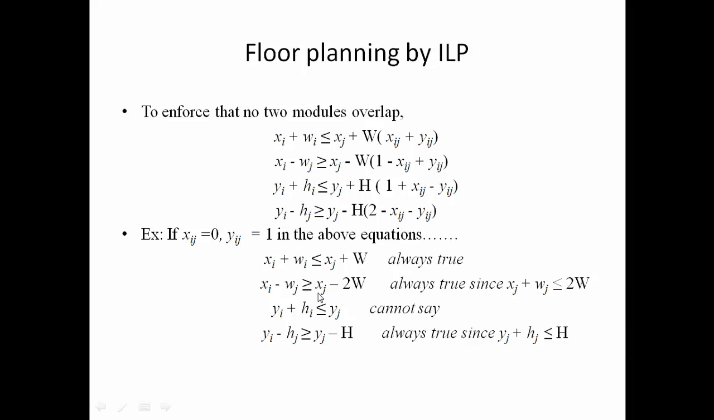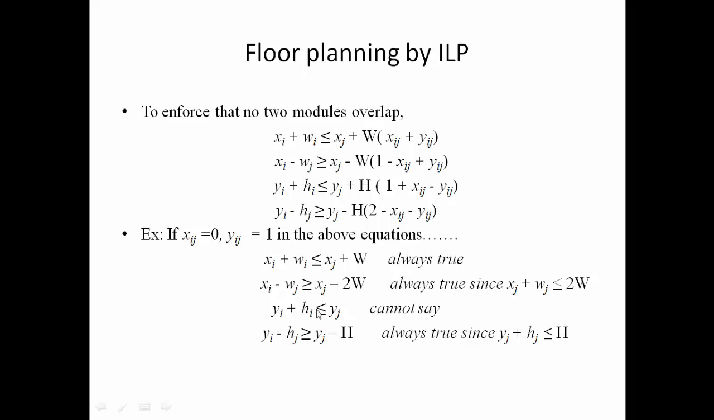What about the second equation? xi minus wj is greater than xj minus 2W. Or in other words, by bringing this side, xj plus wj is lesser than 2W. This is also true for any module i or j. The x coordinate of the lower left corner plus the width is always lesser than 2W, so it is always lesser than 2W plus xi also. Because this is true, this must also be true.